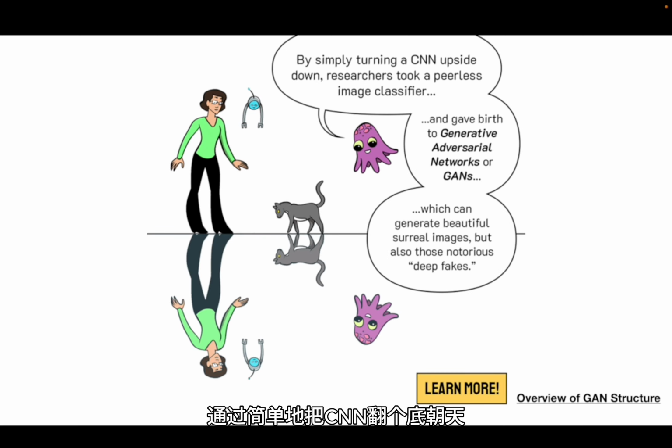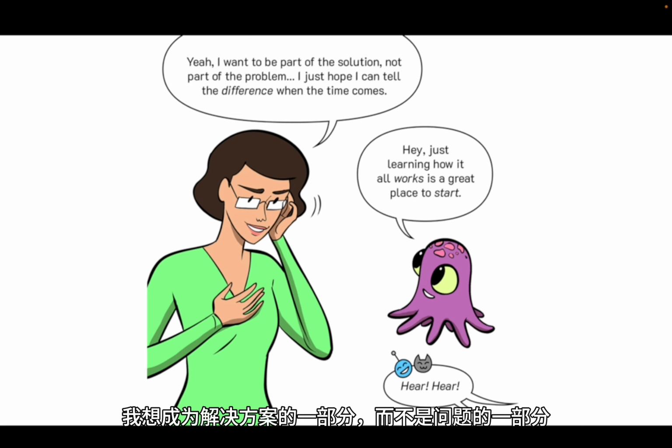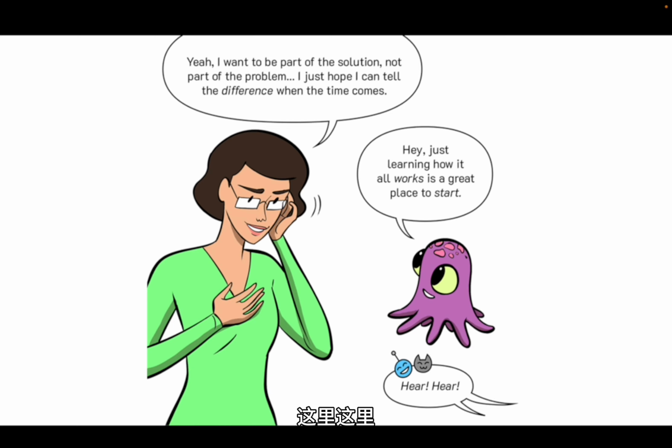By simply turning a CNN upside down, researchers took a peerless image classifier and gave birth to generative adversarial networks, or GANs, which can generate beautiful surreal images, but also those notorious deep fakes. Yeah, I want to be part of the solution, not part of the problem. I just hope I can tell the difference when the time comes. Hey, just learning how it all works is a great place to start.